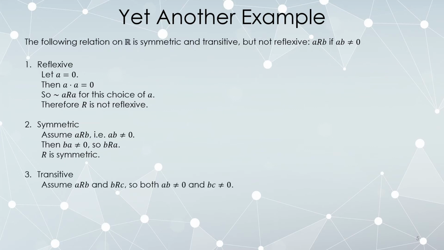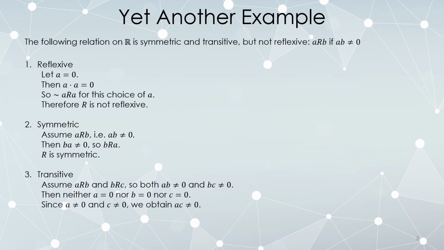Finally, transitive. Let's assume A is related to B and B is related to C. So A times B is not 0 and B times C is not 0. So none of the three numbers were 0 to begin with. If A were 0, then A times B would have been 0. Similarly, if B were 0, A times B and B times C would have been 0. And if C was 0, then B times C would have been 0.